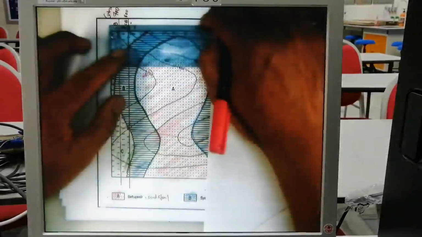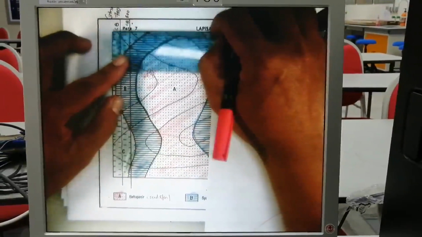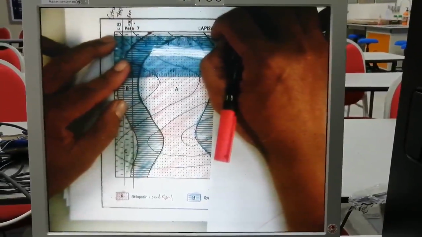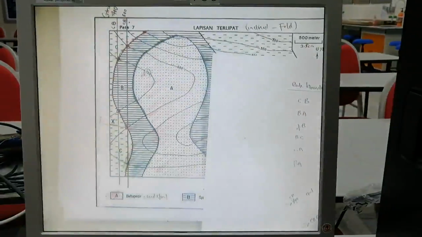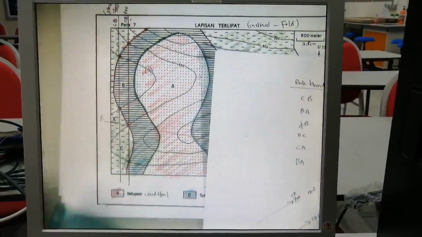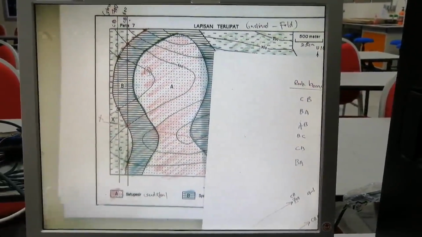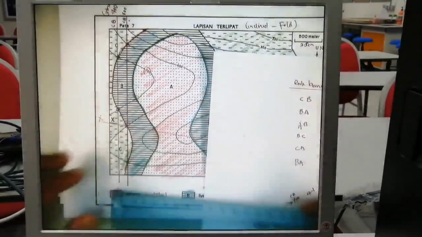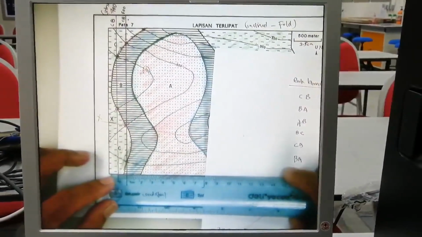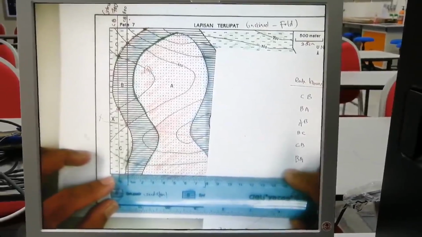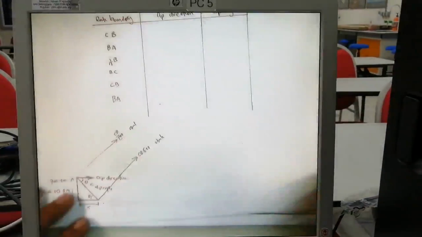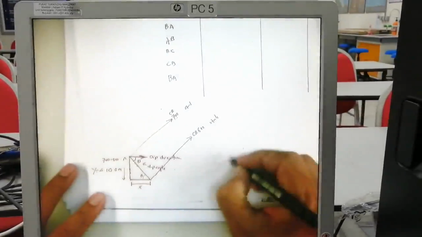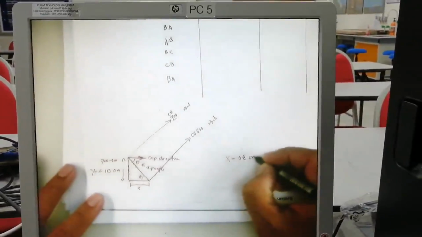Maybe here about 0.85, almost similar. It depends on your result. Sometimes you can get 0.7, sometimes 0.9. It depends on how you draw the line. In my case, I put 0.8. The average is 0.8. So x here is 0.8 centimeter.